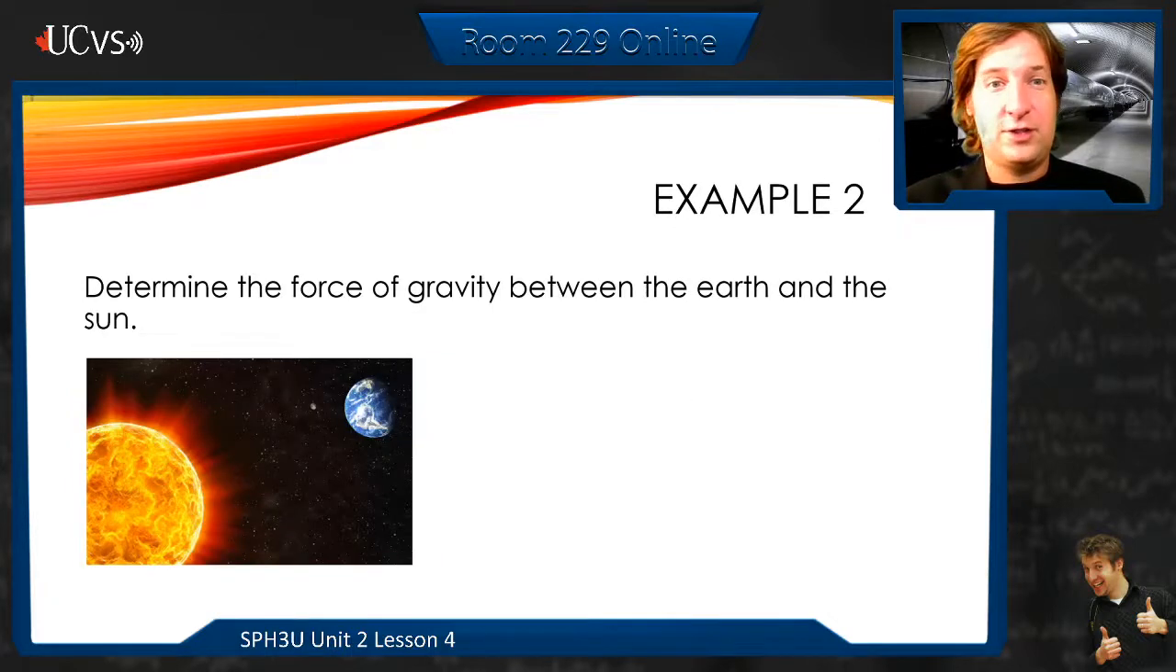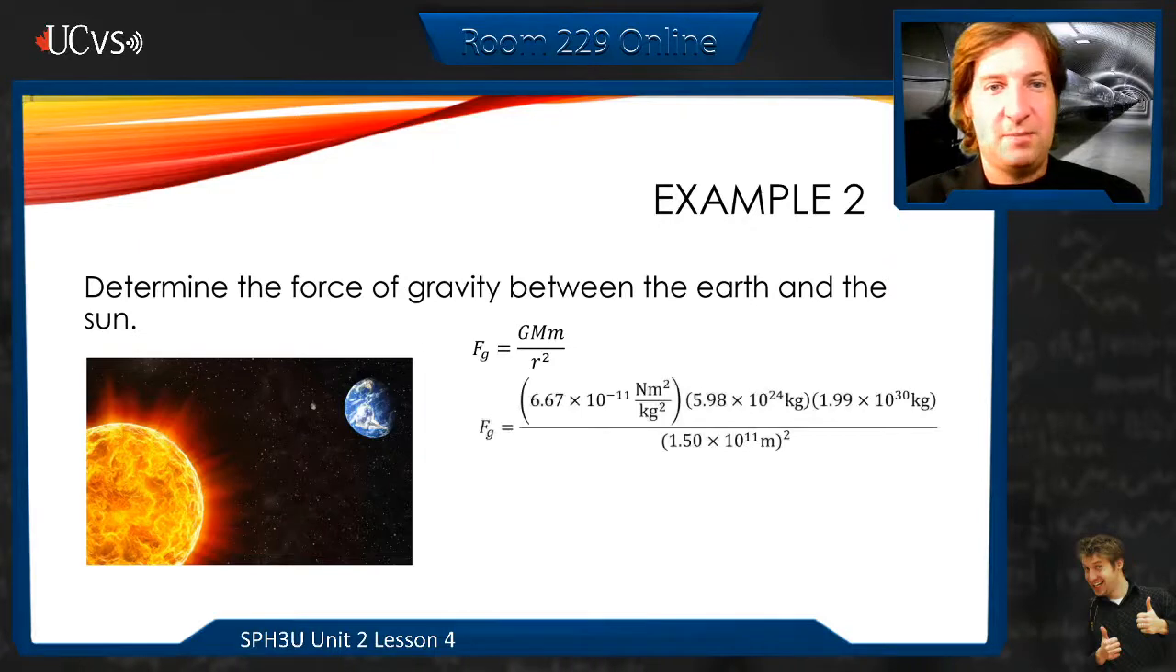What about the force of gravity between the Earth and the sun? Same thing. Take our formula, plug in our numbers. They're much larger now. The mass of the sun is 2 times 10 to the 30 kilograms. That's 2 and then 30 zeros after it. Big number. But the distance is also quite large. It ends up working out to 3.52 times 10 to the 22 newtons. It's a huge force. They're huge masses as well.